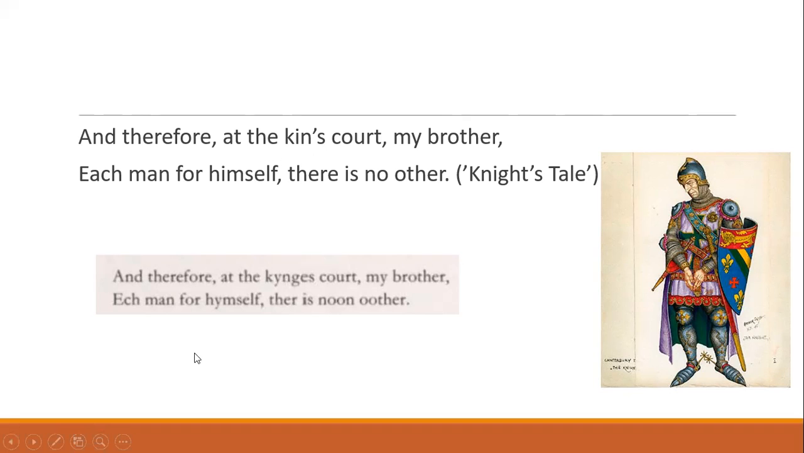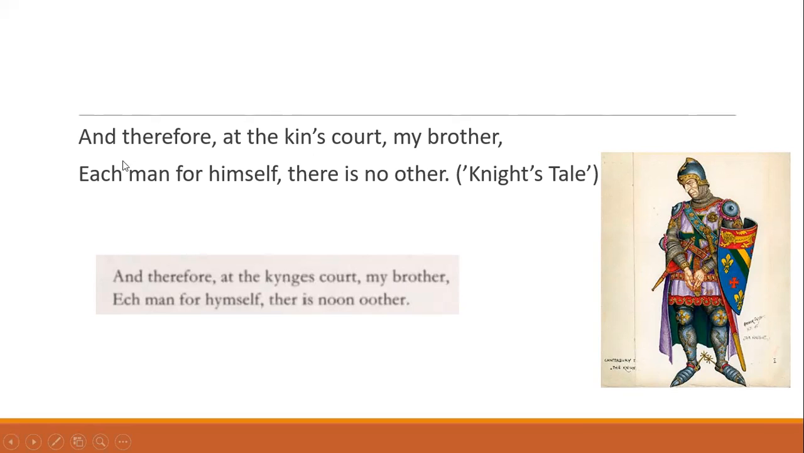And therefore, let's see the original text. "And therefore, at the king's court, my brother, each man for himself, there is none other." Oh, okay. So we also can understand lots of words from this Middle English language. In this knight's tale, this is a knight, as I told you. A knight is like a soldier, a person who holds his sword and goes. The job of the knight is just like Beowulf, to fight, to protect.